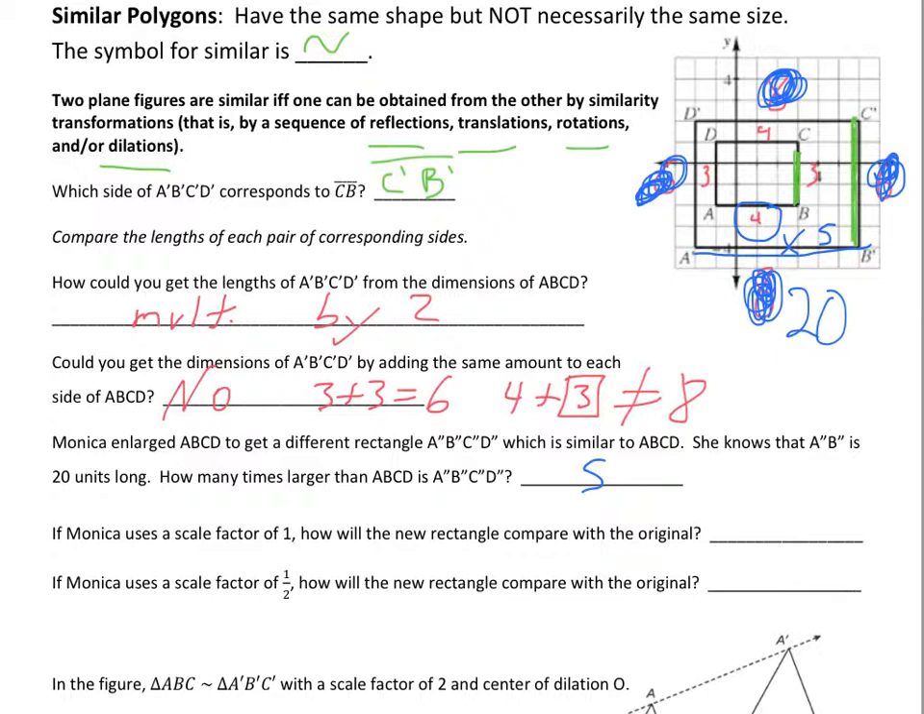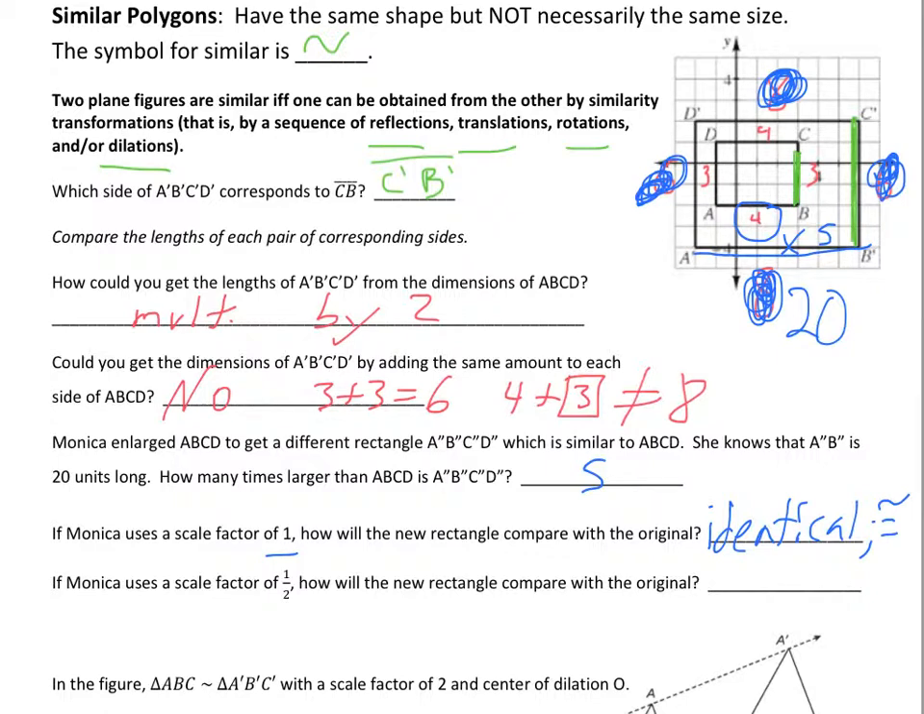If she used a scale factor of 1, how will the new rectangle compare to the original? We would multiply each length times 1, which basically would end up giving us an identical rectangle. How would they compare? Well, it'd be identical, or it would be congruent. Another way of saying that.